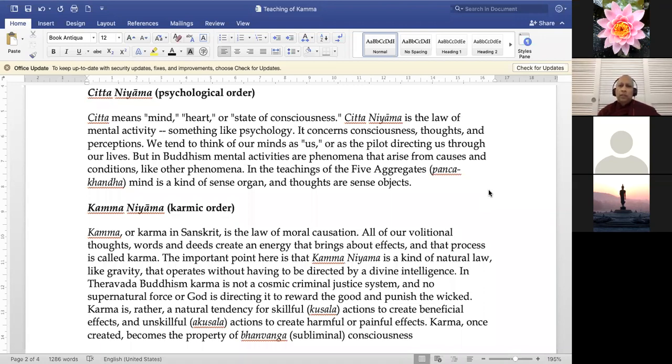Bante, could any details about the niyamas in the suttas ever become outdated due to impermanence? That's from Josh, and that's a very nice question actually. Josh, you are asking me a very critical question, probably a question that any Buddhist must ask himself or herself.